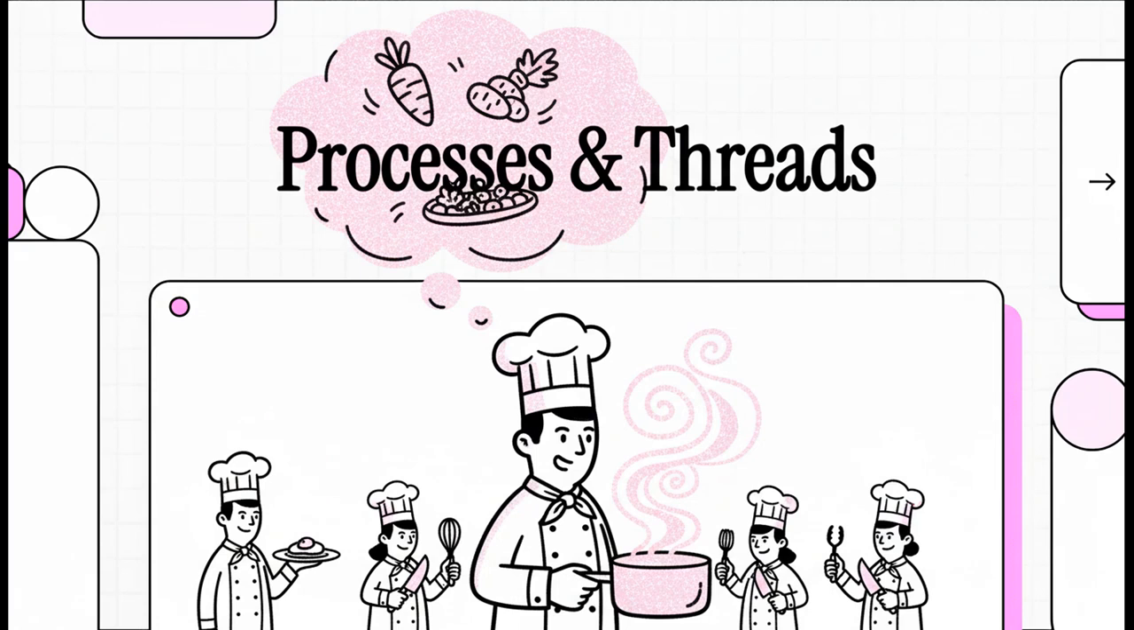All right, welcome. Today we're pulling back the curtain and taking a peek under the hood of our computers. We're going to explore the secret kitchen that lets your machine juggle a dozen different things at once without even breaking a sweat. So let's step inside and see how all this magic really happens.